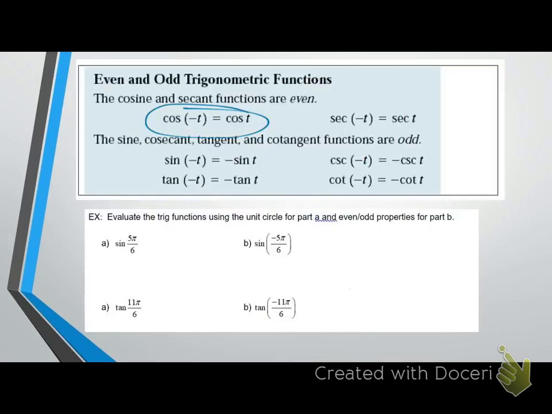And so we can kind of use that idea as well, right? So sine 5 pi over 6. Evaluate the trig functions using the unit circle for part A and even odd properties for part B. Okay? So in other words, in A here, sine of 5 pi over 6.